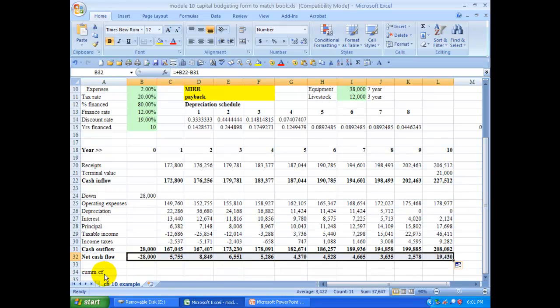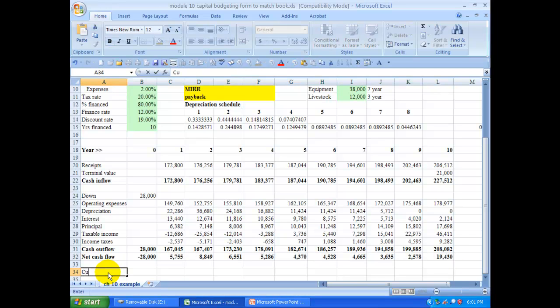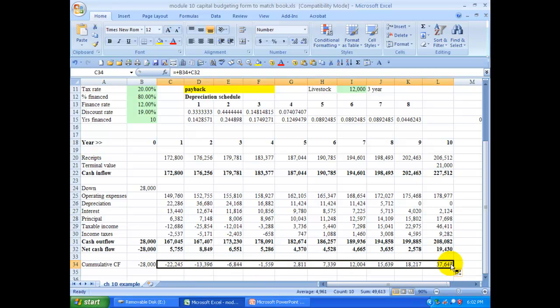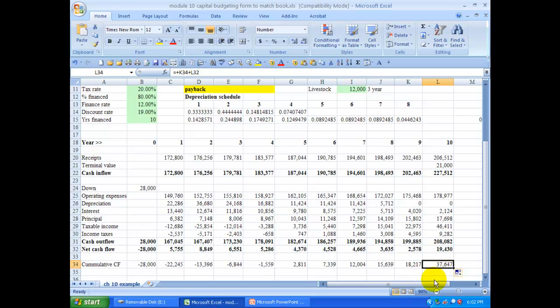The next thing I have down here is something called CUMCF, or it's just our cumulative cash flows. So in the initial year, it's just going to be the initial amount, but the next year, it's going to be the previous year's amount plus this year's cash flow. And then we can just drag that across. And so at the end, we've gotten the money that we invested back, that $28,000 plus an additional $37,647.